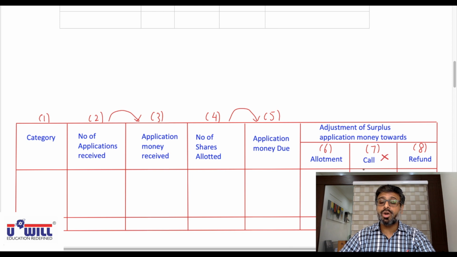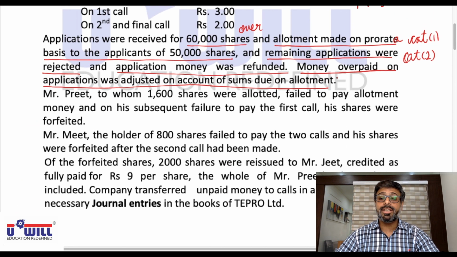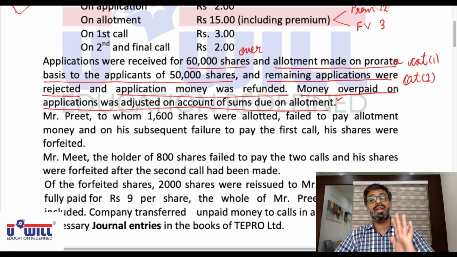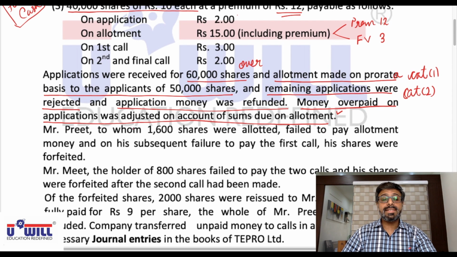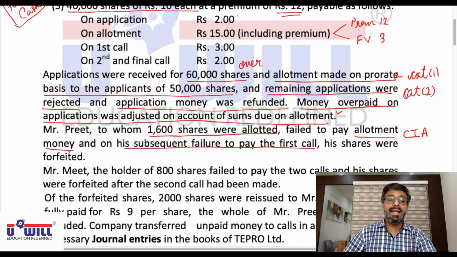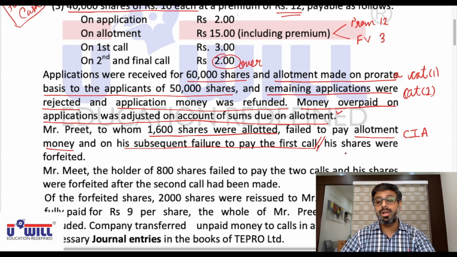So in this question also, either you don't make a call account column, or if you make it, it will remain blank, because as per the language, adjustment will go only till allotment. After that, any surplus will not remain for call or refund. Mr. Preet, to whom 1600 shares were allotted, failed to pay allotment money, and on his subsequent failure to pay first call, his shares were forfeited. Calls in arrears. And since they are forfeited after the first call, go reverse. 10 minus 2 of final call, called up capital is 8 rupees.